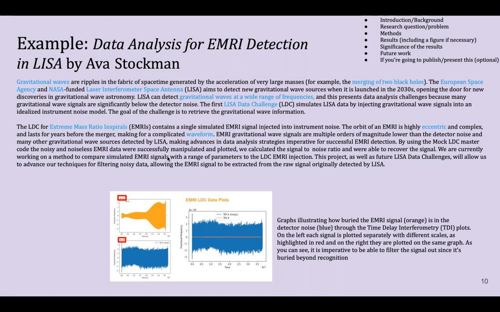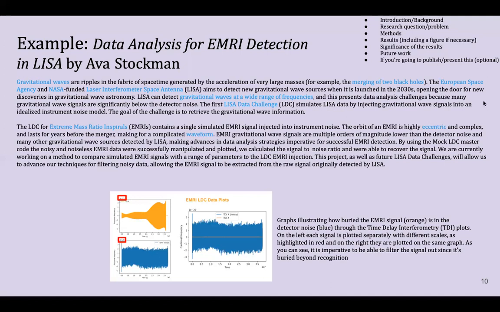Gravitational waves are ripples in the fabric of space-time generated by the acceleration of very large masses, for example, the merging of two black holes. That gives an example. The European Space Agency and NASA-funded Laser Interferometer Space Antenna, LISA, aims to detect new gravitational wave sources when it launches in the 2030s, opening the door for new discoveries in gravitational wave astronomy. So that's some background. LISA can detect gravitational waves at a wide range of frequencies, and this presents data analysis challenges because many gravitational wave signatures are significantly below the detector noise.